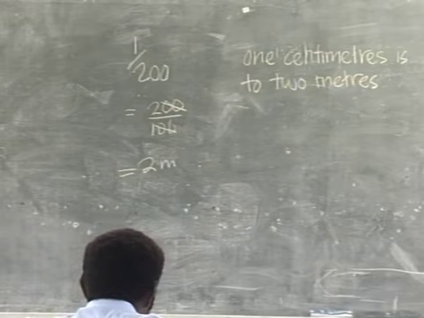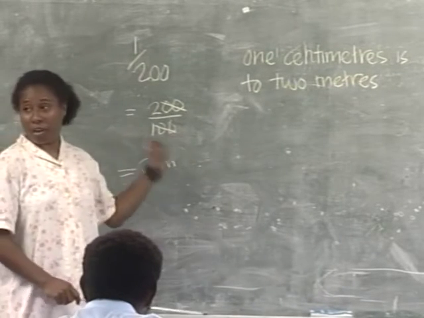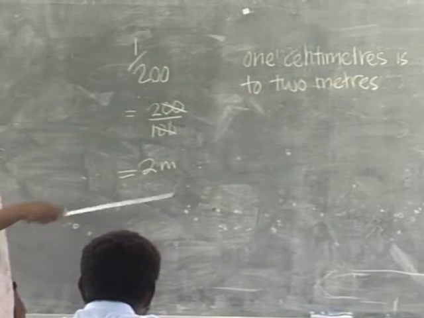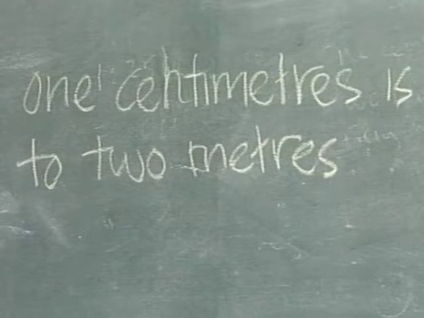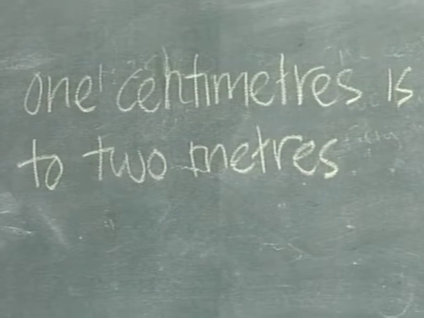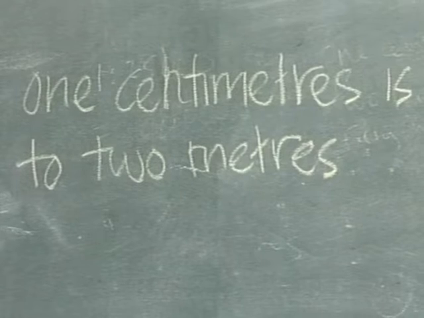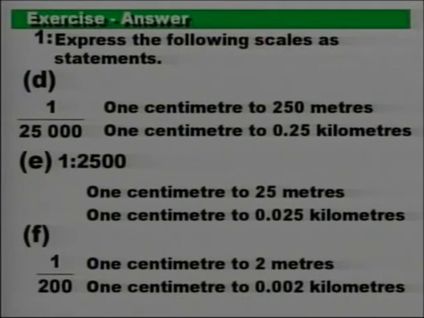And in statement form, that is what you were supposed to have done: give your answer in statement form after you've done the converting. So 1 over 200, according to the working out, Gibest has converted to meters and said that 1 centimeter is equivalent to 2 meters. And if we had to convert to kilometers, it will be 0.002 kilometers because we're simply dividing 200 by 100,000.